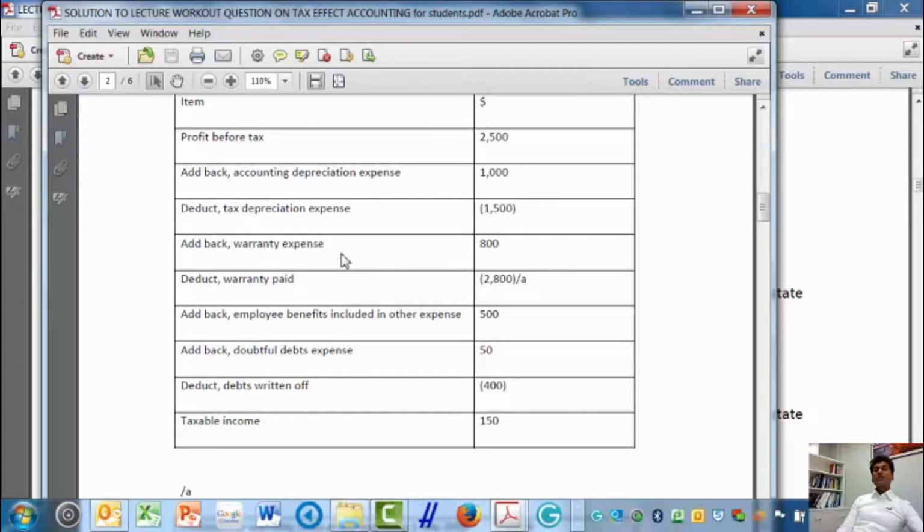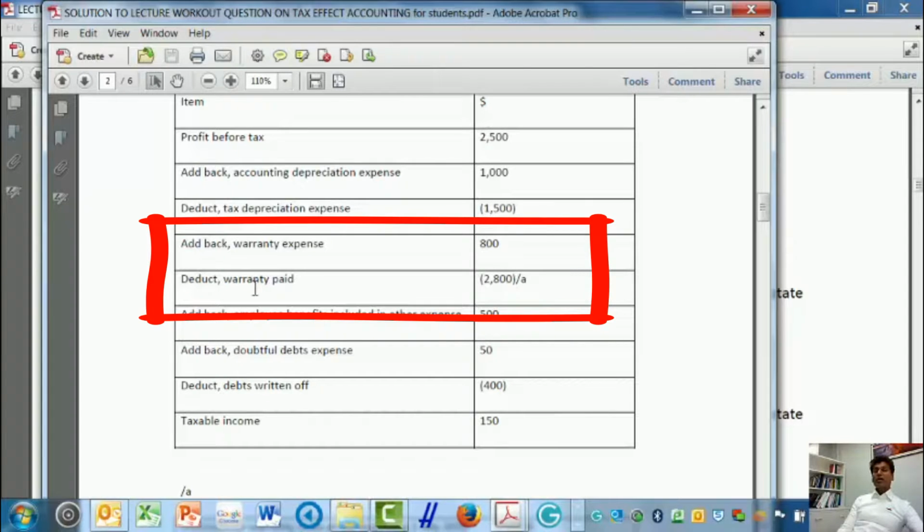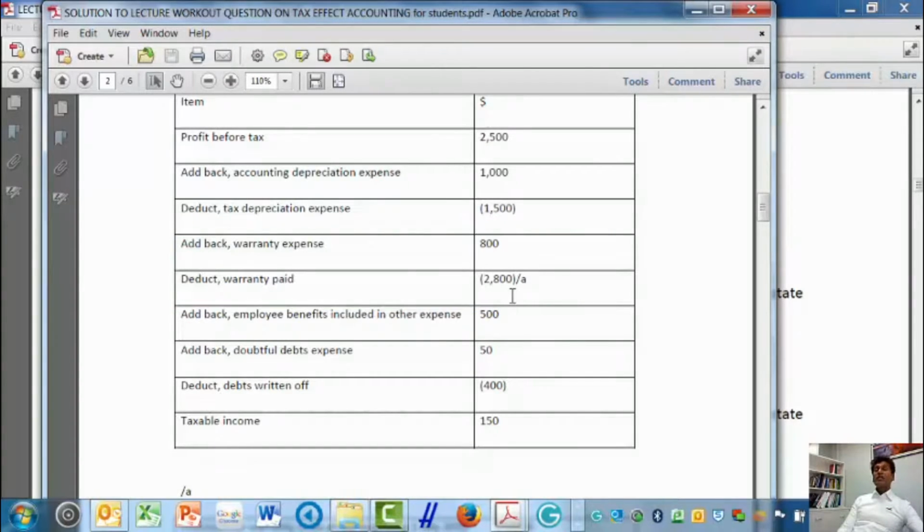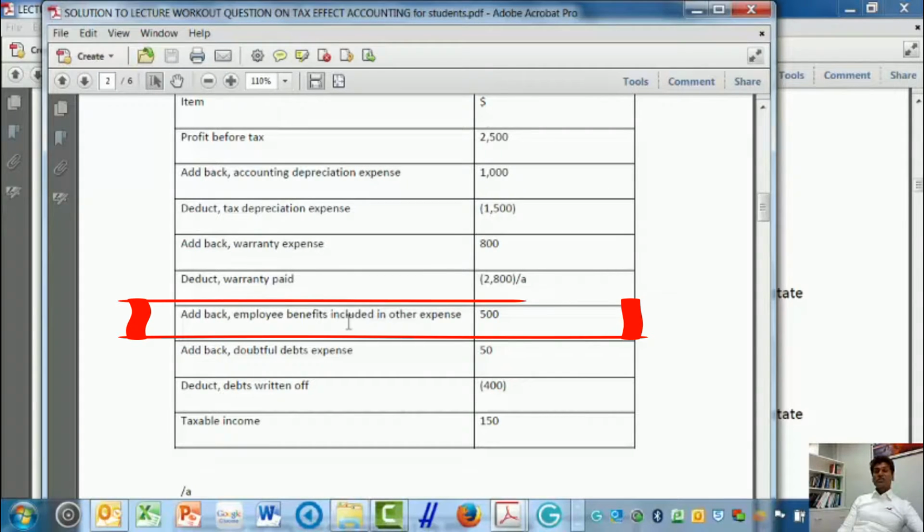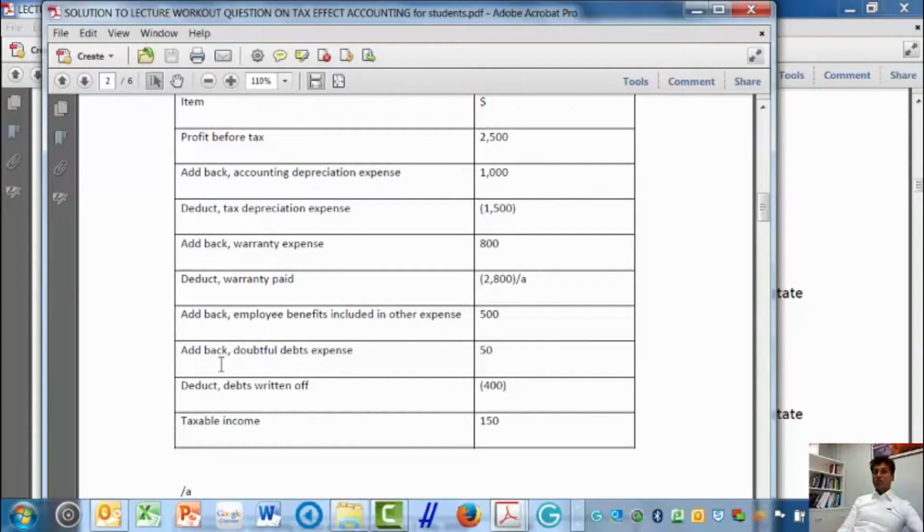And warranty expense, not allowed for taxation purposes. We put it back. Warranty paid, we will deduct. Then employee benefits, included in other expenses, 50. That's given in the notes. We are told that there's no deduction, so there's no deduction for tax purposes. There's no payment of employee benefits during the year, so there's nothing to deduct for taxation purposes.